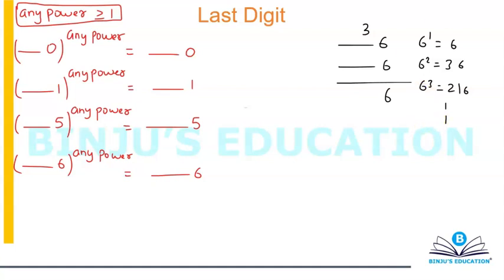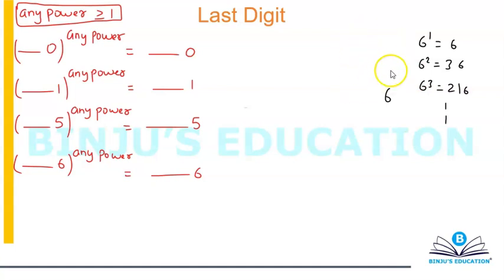Okay, so when you talk about a number ending with 0, 1, 5, and 6, all these four are pretty straightforward. If a number ends in 0, the unit digit is always 0. If a number ends in 1, the unit digit is always 1. A number ending in 5, the unit digit is always 5. A number ending in 6, the unit digit is always 6. So these four are quite straightforward.